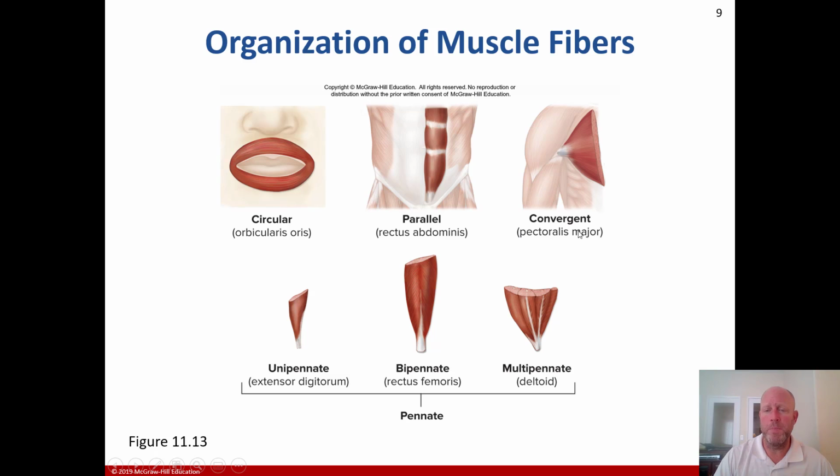Convergent, we have pectoralis major, and the pectoralis major basically horizontally adducts the humerus across the body, plays some role in internal rotation as well, also known as medial rotation. And unipennate, we have the extensor digitorum, which is a much smaller muscle that we're not playing as much of a role with. We're not talking about as much detail here. The bipennate example, rectus femoris, is basically one of your quadricep muscles, primary job being to extend the knee. And then we have our multipennate deltoid.